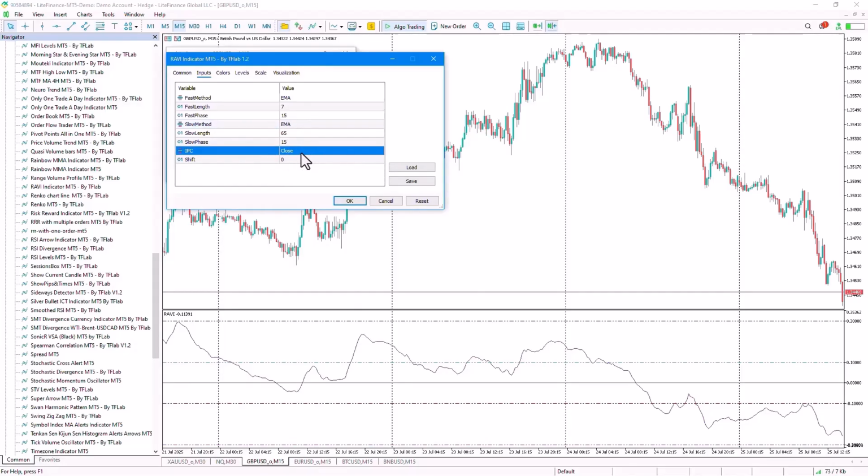In the next option, we can set the price calculation type. You can choose from options like close price, open price, high price, low price, and the other available choices listed here.